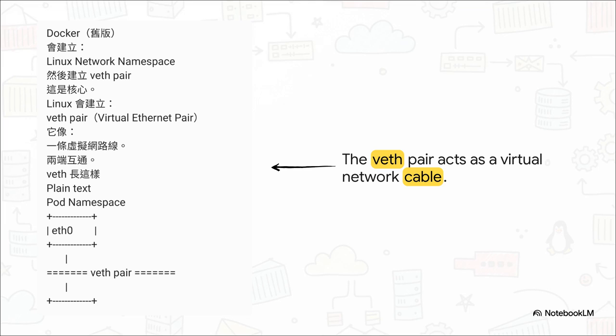Now, what's really interesting here is how we break out of that isolated bubble. Linux creates what's known as a virtual Ethernet pair, or a veth pair. You can think of this, quite literally, as a virtual network cable. One end of this virtual cable is plugged directly into the pod's isolated network namespace. That's the eth0 we were just talking about. And the other end of this cable, it's plugged right into the main host namespace. It's a direct two-way virtual wire perfectly connecting the pod to the server it lives on.